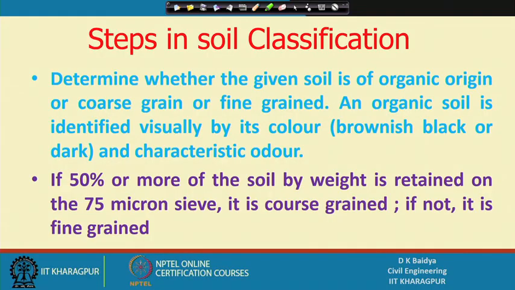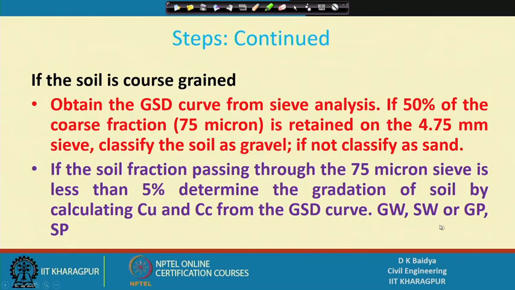The next step: if 50% or more of the soil by weight is retained on the 75 micron sieve, it is coarse grain. That means more than 50% retained on 75 micron, then it is coarse grain. If not, then it is fine grain. That is the thing to be considered.